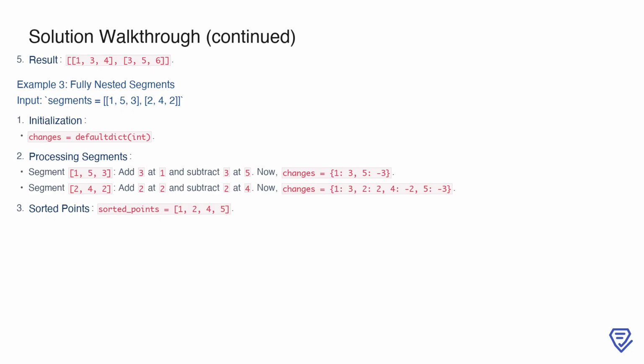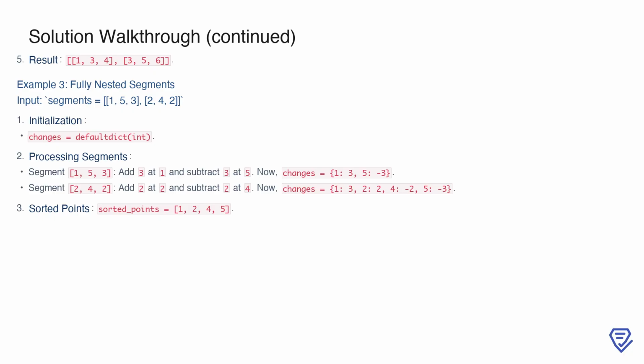Now, let's explore the third example, where segments are fully nested within each other. The input segments are [1, 5, 3] and [2, 4, 2]. We start by initializing the changes dictionary. For the first segment, we add 3 at 1 and subtract 3 at 5, resulting in changes equals {1: 3, 5: -3}.